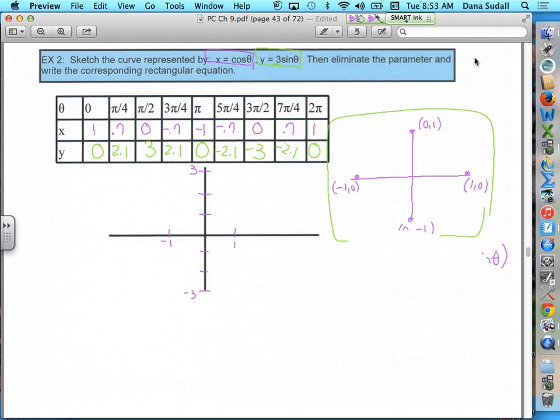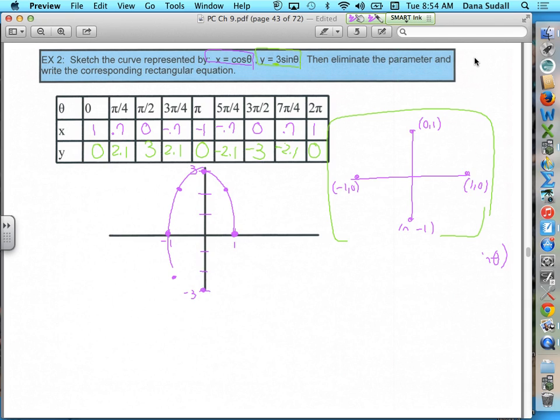All right, so we can plot these points. At X is 1, Y is 0. That's my starting point. When X is 0.7, Y is 2.1. When X is 0, Y is 3. So I'm going in this direction here. When X is negative 0.7, Y is positive 2.1. When X is negative 1, Y is 0. X is negative 0.7, Y is negative 2.1. X is 0, Y is negative 3, so it's continuing in this direction.